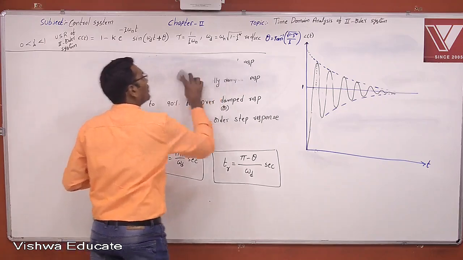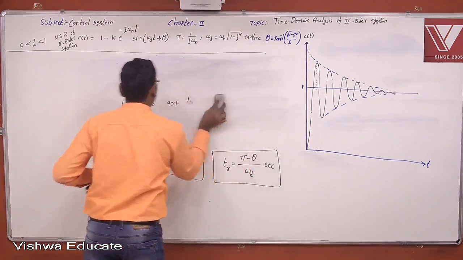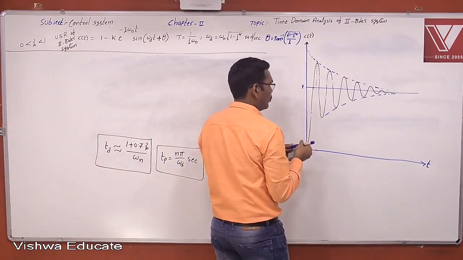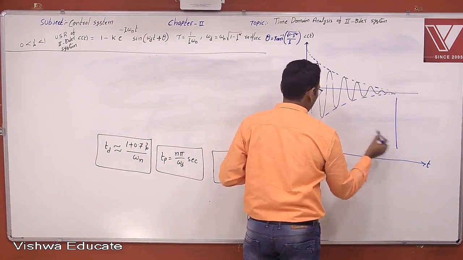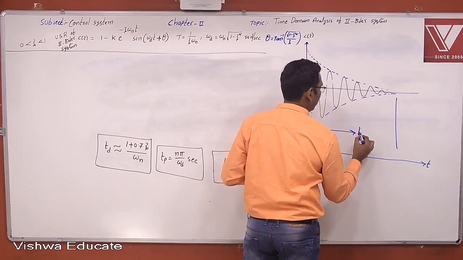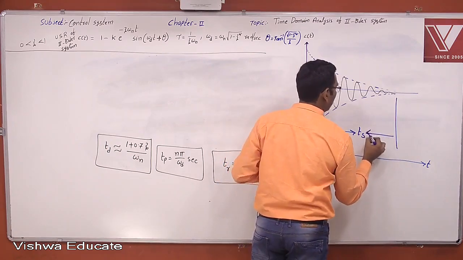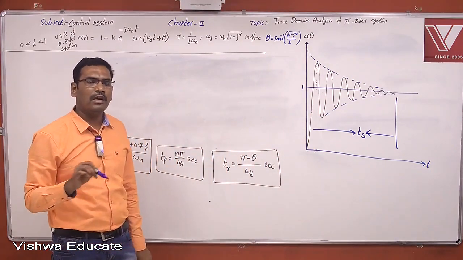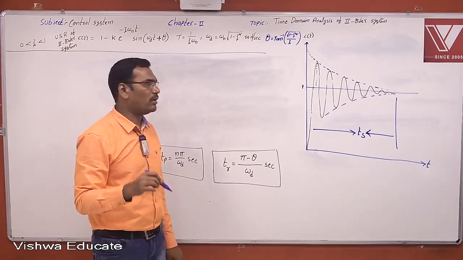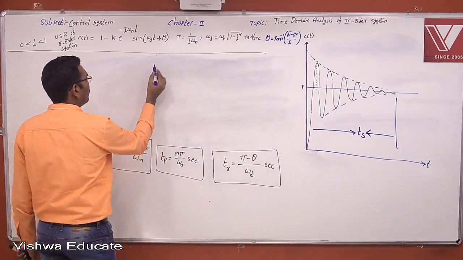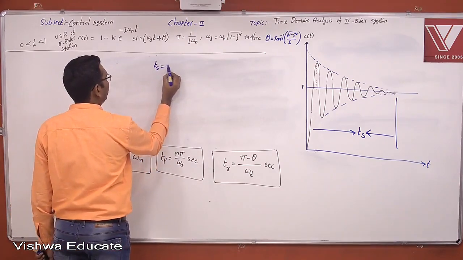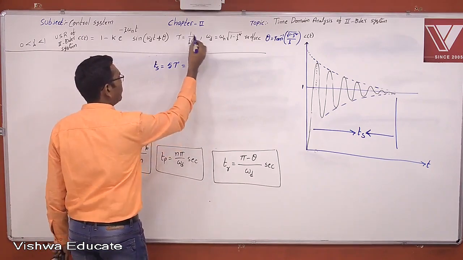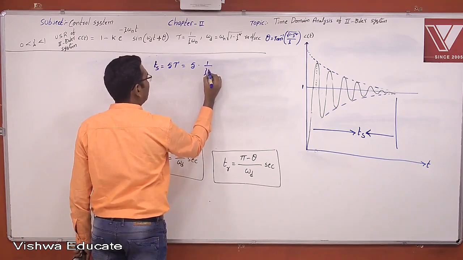Okay. Now, settling time. You know that. What is settling time? The time taken by the response to reach its final value, its final settlement, is called the settling time. You already know what the settling time is. The settling time is equal to 5 time constants practically. What is the time constant here? 1 by zeta omega n.